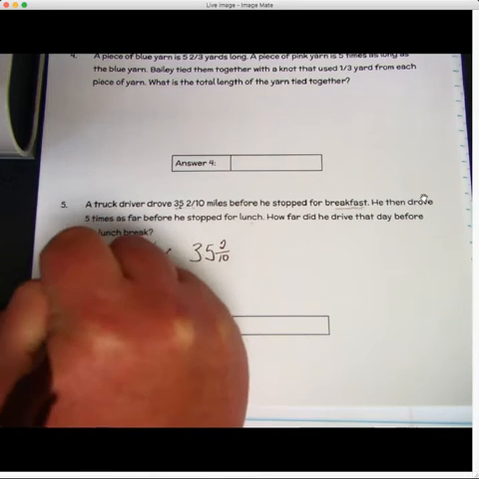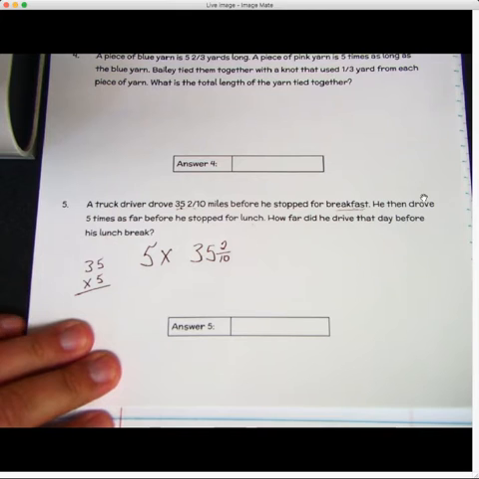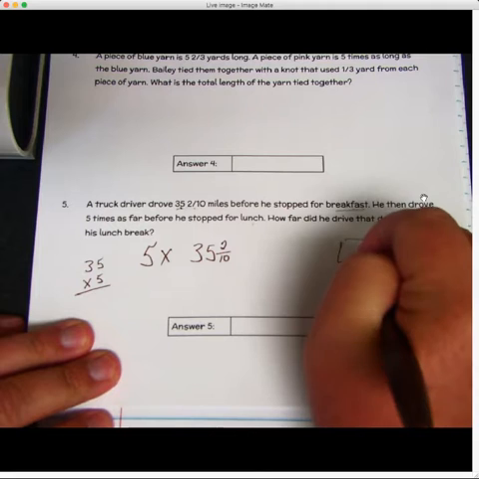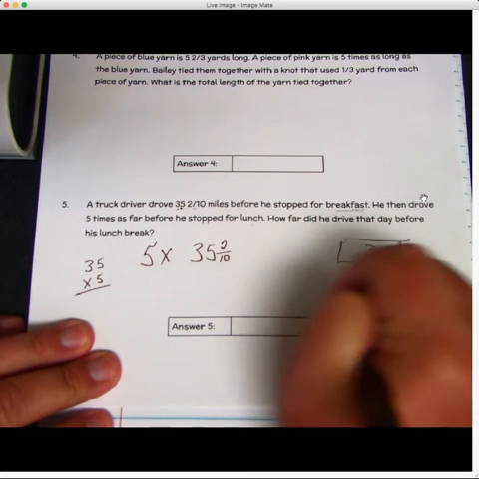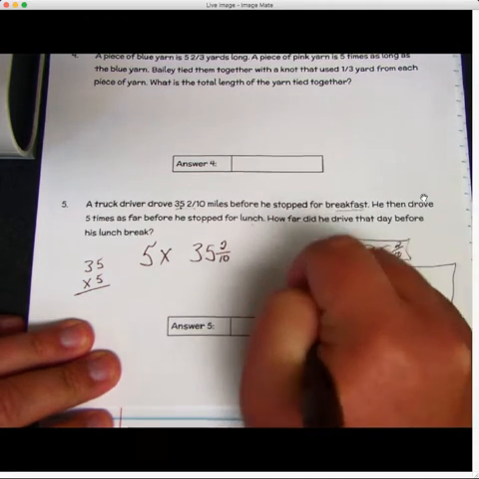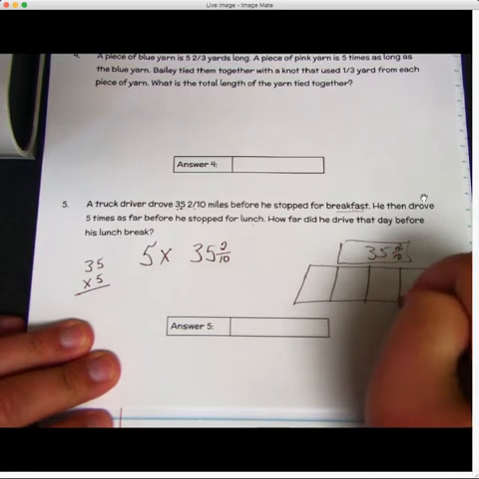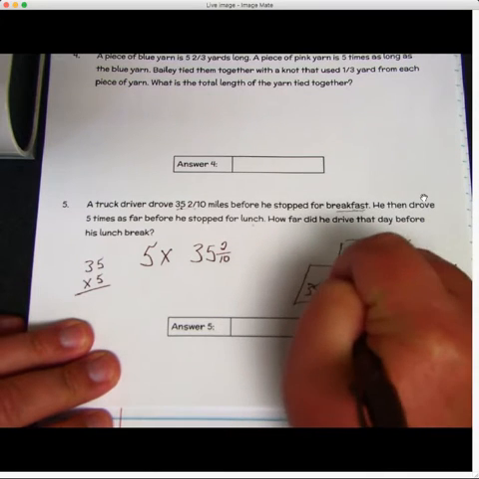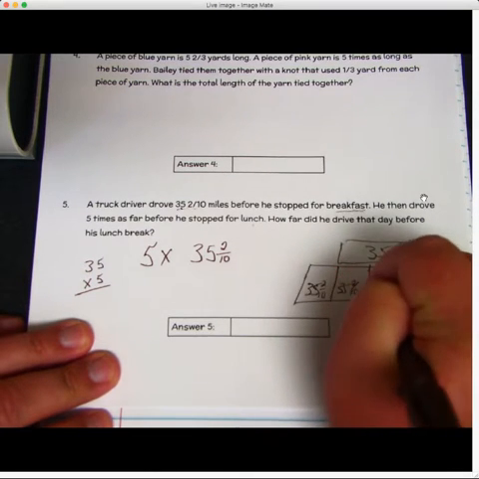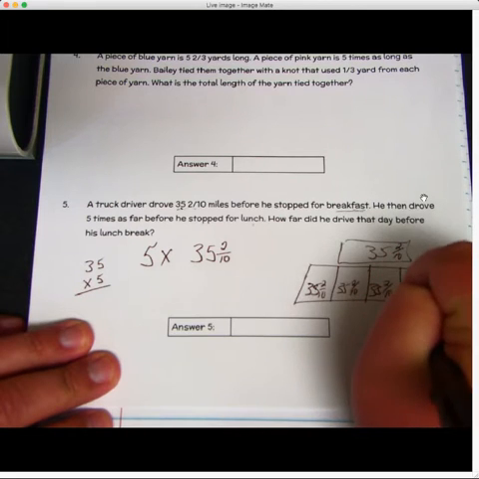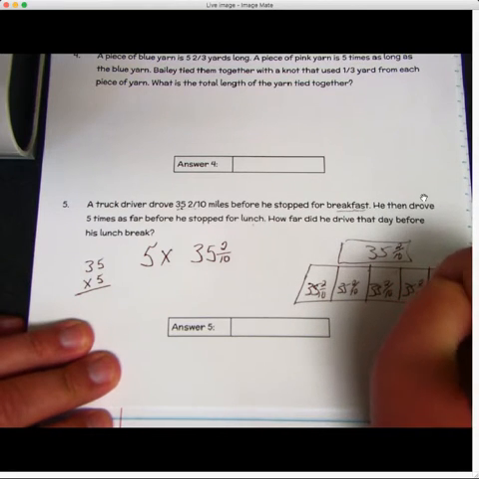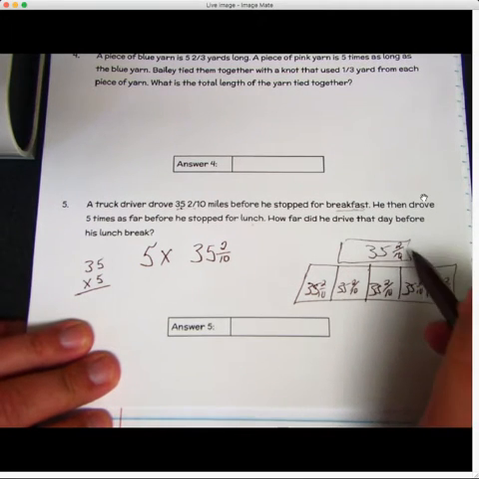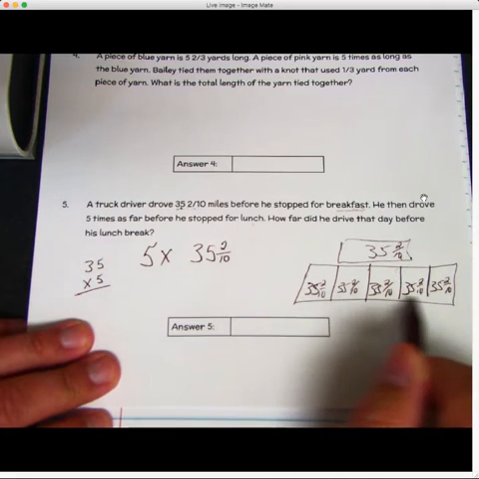If you want to draw a picture like Mr. Walker did, that's fine. That helps you. If that helps you see it, it would look something like this. You would have your 35 and 2/10, and you would have 35 and 2/10 5 more times. So this represents how far he drove before breakfast. This represents how far he drove before lunch.